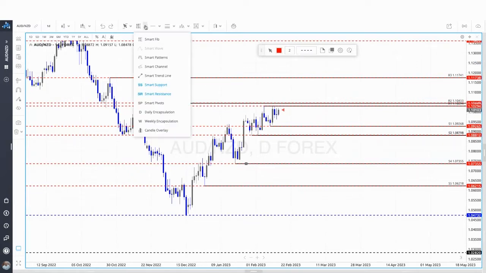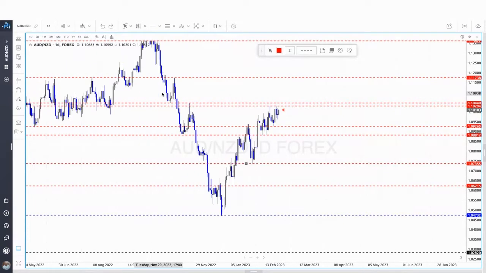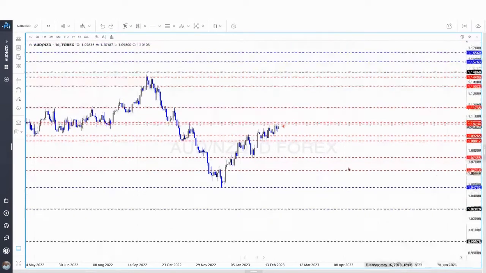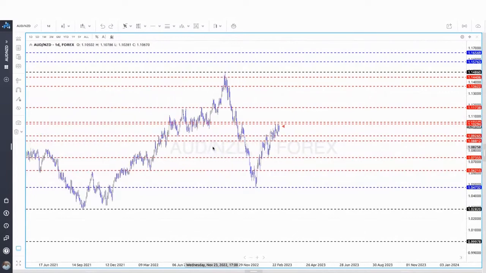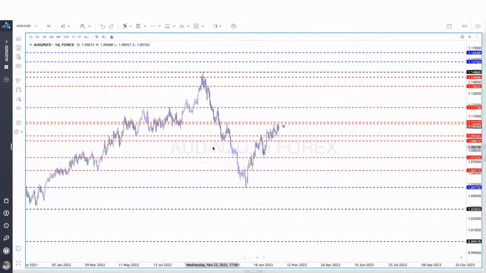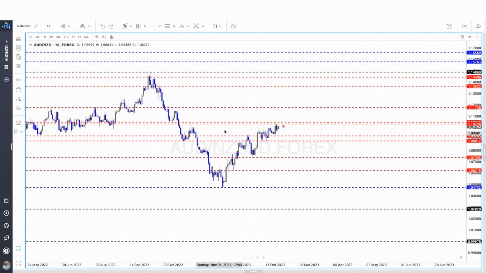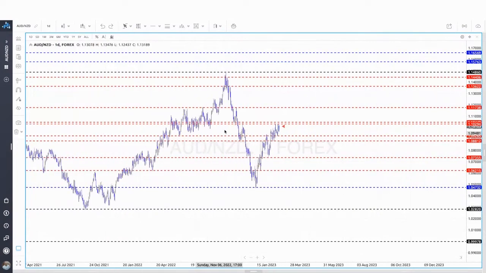So we got our daily support and resistance levels in. We'll pull out the smart support and resistance, and there we have it, right? Support, resistance, daily, weekly, and monthly levels. So now what we want to do is take a look at this from a Fibonacci perspective.